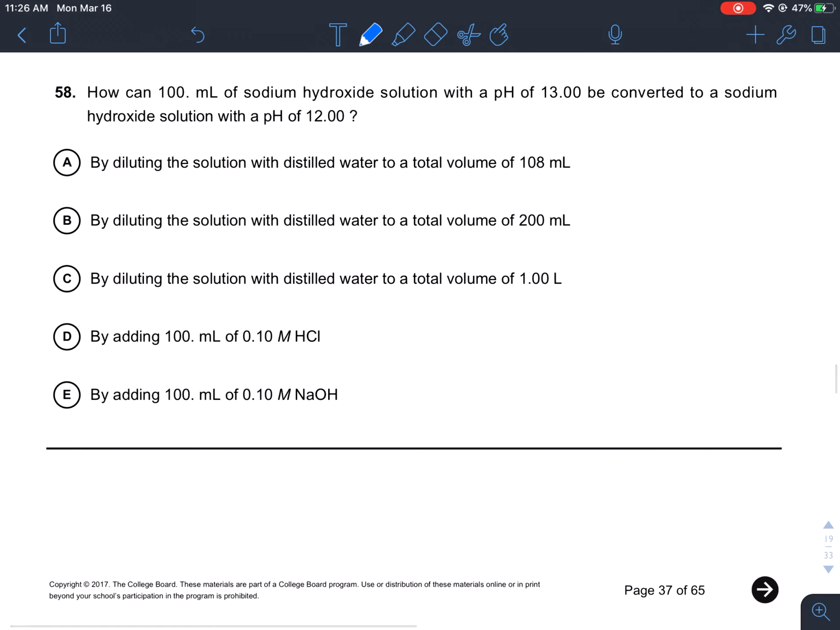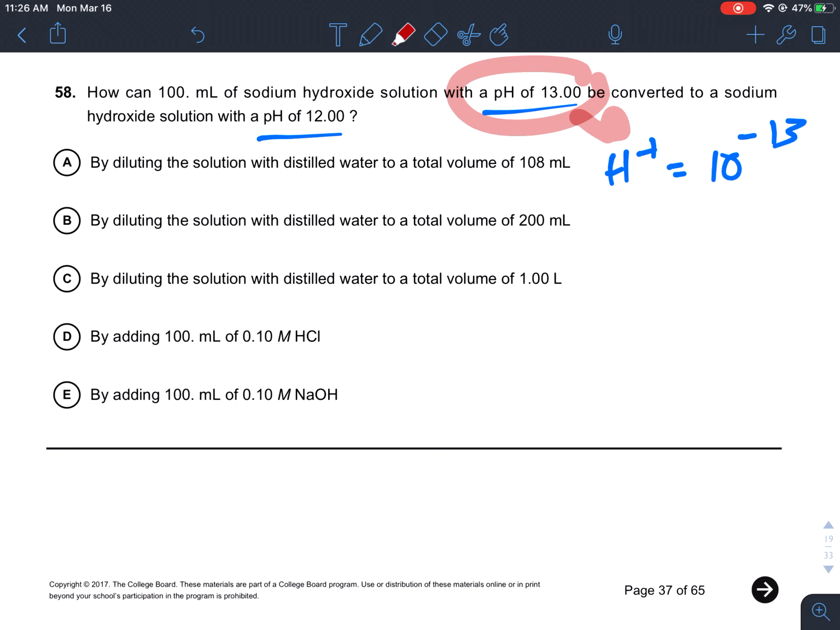How can 100 milliliters of sodium hydroxide solution with a pH of 13 be converted to sodium hydroxide solution with a pH of 12? So what are we doing here? We're changing our pH by 1. And remember, this is a logarithmic function of base 10. So at pH 13, this H plus is equal to 10 to the negative 13. But this H plus is equal to 10 to the negative 12. And what are we talking about?